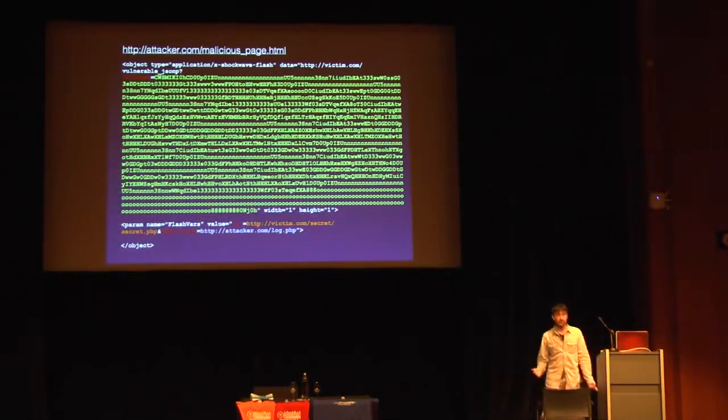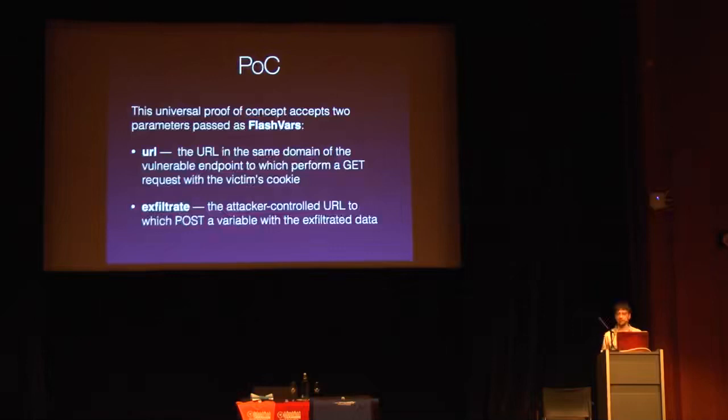This is a universal exfiltrator. It is, let's say, a weaponized proof of concept where you can specify a URL you want to access with the victim's credentials, so with the cookies and everything, and where to exfiltrate the content. So it accepts a URL variable: the URL in the same domain of the vulnerable endpoint to perform a GET request to, and an attacker-controlled URL to which to POST a variable with the exfiltrated data.